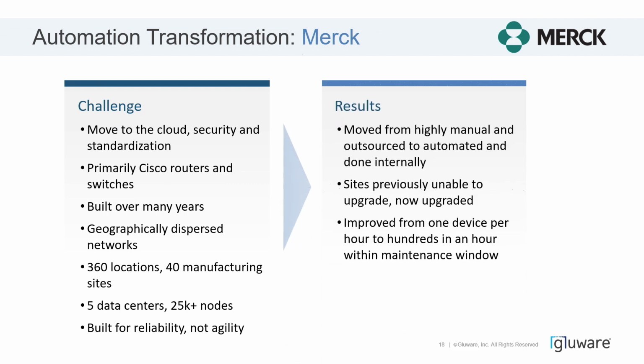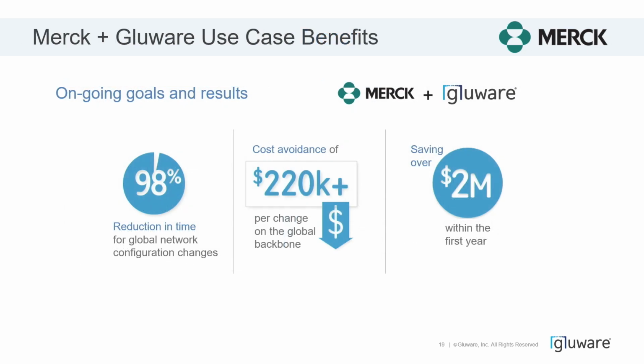And so we were able to move them to highly automated, really transforming how they implement changes. These metrics were taken right out of that first use case around their move to cloud: 98% reduction in time. This type of change, implementing QoS in their global backbone, they typically would have outsourced. A one-time change would have cost $220,000. Their initial design of QoS, they didn't get it quite right. We all know how QoS works. You're assigning queue depths and things need tuning. So think about this: it would have taken 6 to 9 months to get that initial implementation done. Gluware deployed it in under 3 months, and it was fully automated.